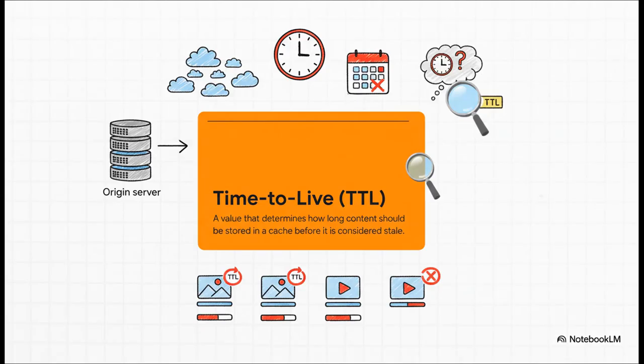But hang on, what happens if a website gets updated? You don't want to be served old, stale content, right? To solve this, every file stored in a cache comes with an expiration date. It's called a time to live, or TTL. As soon as that timer runs out, the edge server knows, okay, time to check back with the origin server and see if there's a newer version.